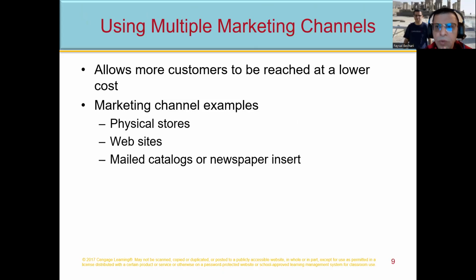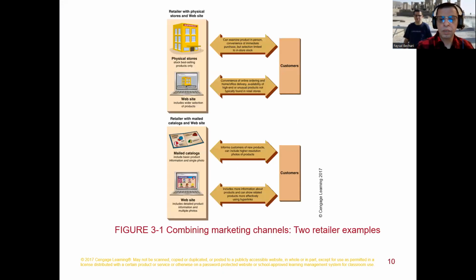It's also helped them to use multiple channels for marketing. It allows more customers to be reached at a lower cost. Marketing channel examples are the physical stores, the website, and the mail catalog or newspaper inserts. Here we can see two retailer examples; you can have a combination to reach the customers, which is physical stores and website, or it could be a mail catalog and a website too.